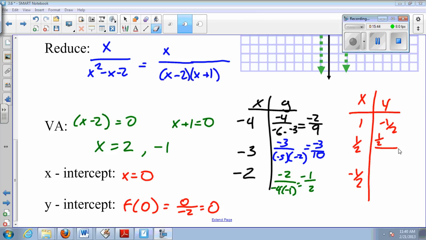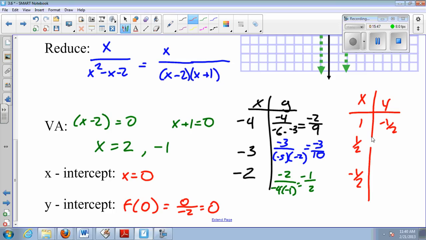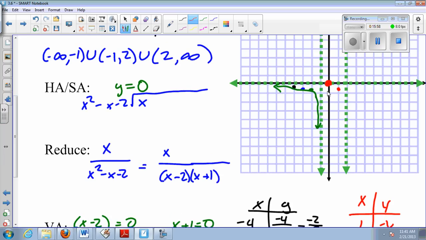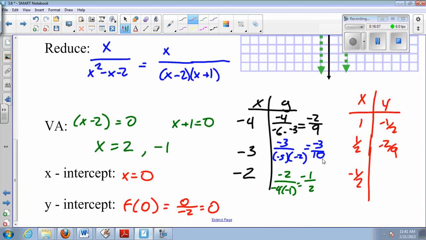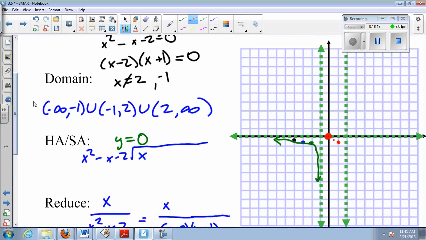When you work these out, I'm running out of room, so I'm not going to show you working it out. You're going to get for 1/2 negative 2/9. And for negative 1/2, you are going to get 2/5. So what's happening is it's a curve that changes concavity at the middle.